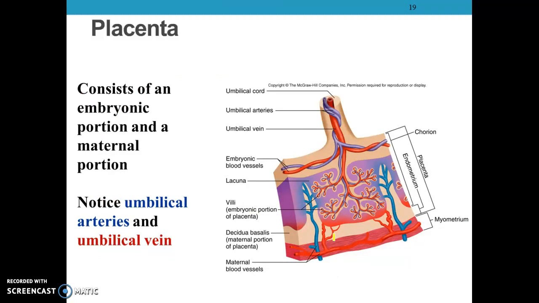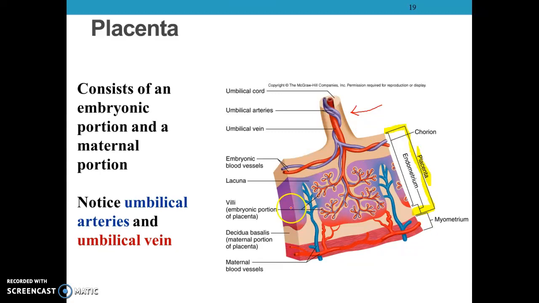Alright, so placenta consists of an embryonic portion and a maternal portion. Kind of underline or highlight that. Just make sure you get the big picture. What we're saying is that this is a much better picture to try to understand what the placenta is. So the placenta is this entire region from here all the way down to here. It's made up of at the top is blood vessels from the embryo. So this is embryonic blood.